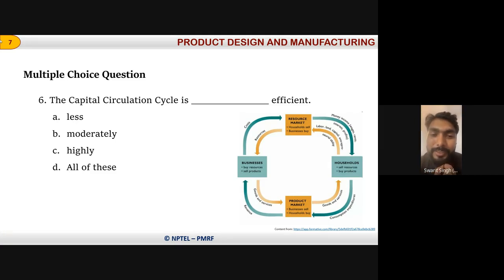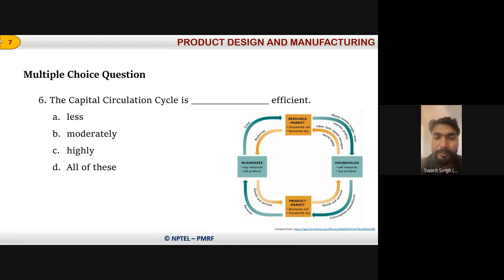The question says, fill in the blank: the capital circulation cycle, which is given in the figure on the slide itself, is fill in the blank efficient. So is it less efficient? Is it moderately efficient? Or is it highly efficient? Or option D, which is all of these. So we are talking about the capital circulation cycle.